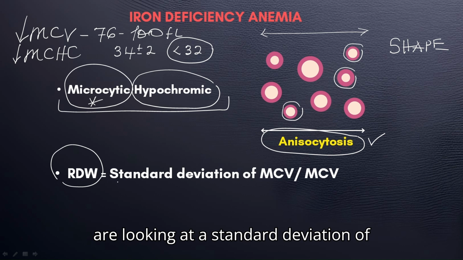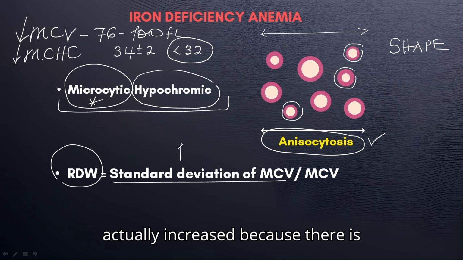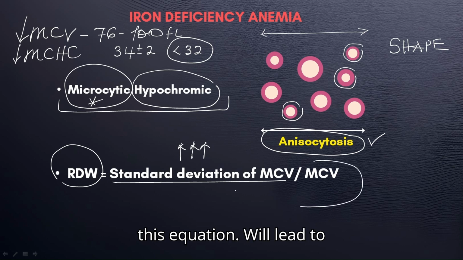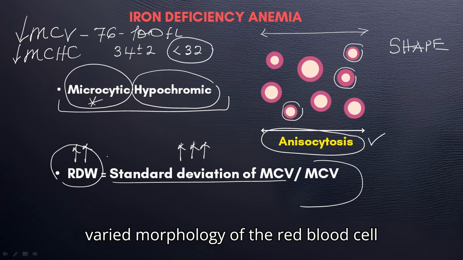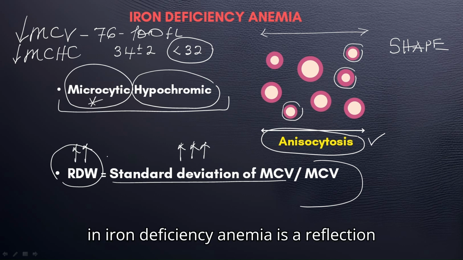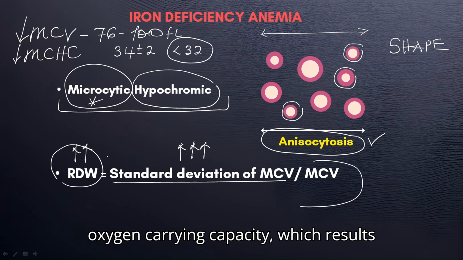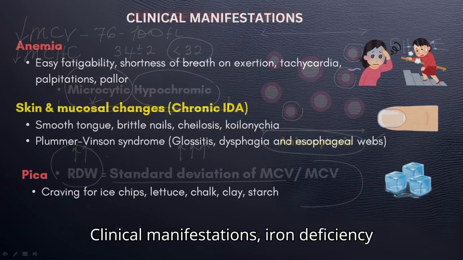Now, we can also take a look at the red blood cell distribution width, as I said, and we are looking at a standard deviation of the mean corpuscular volume, which is actually increased because there are diverse sizes, smaller sizes, microcytic cells. So this equation will lead to an elevated red blood cell distribution width. So in summary, the varied morphology of the red blood cell in iron deficiency anemia is a reflection of the bone marrow's attempt to compensate for the impaired oxygen carrying capacity, which results in a spectrum of red blood cell sizes and shapes.